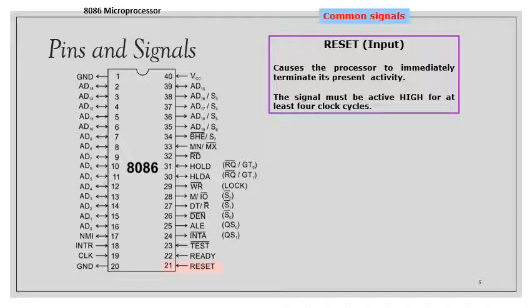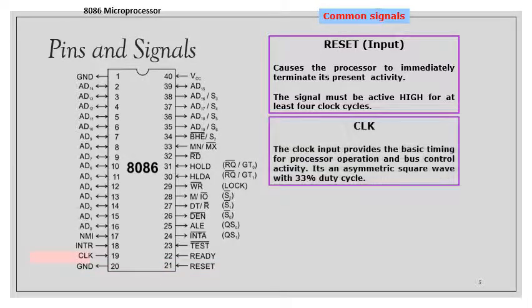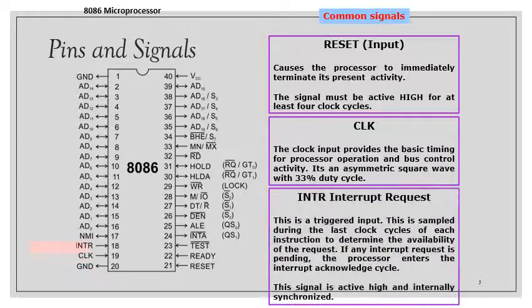Next pin is pin number 21, RESET. This causes the microprocessor to immediately terminate its present activity. The signal must be active high for at least 4 clock cycles. Pin number 19, CLOCK. The clock input provides the basic timing for processor operation and bus control activity. It is an asymmetric square wave with 33% duty cycle.